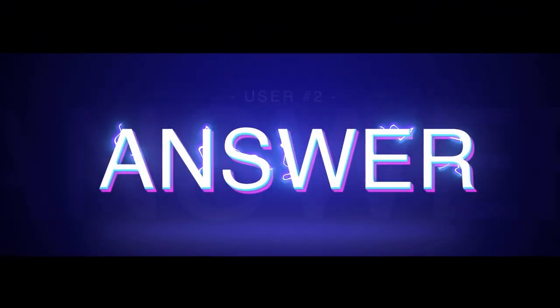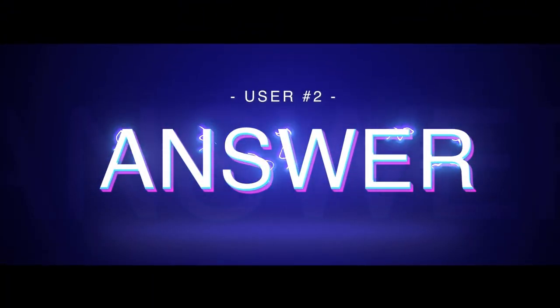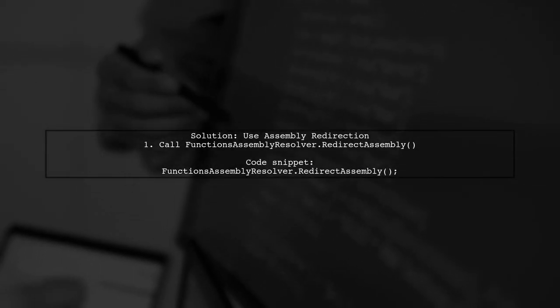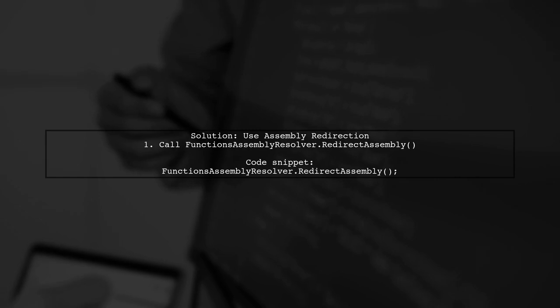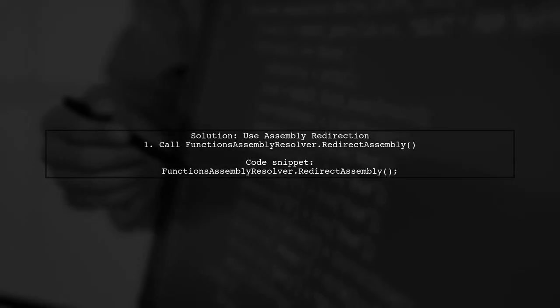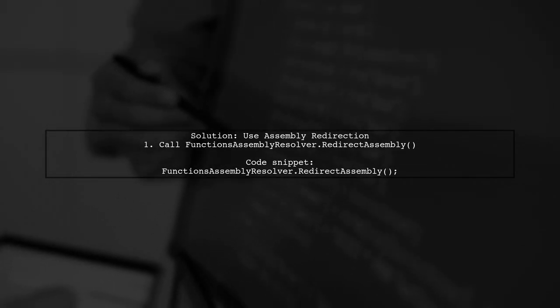Let's now look at another user-suggested answer. To resolve the issue of not loading the System.ComponentModel.Annotations assembly, you can use assembly redirection. Simply call the redirect assembly method at the start of your program.